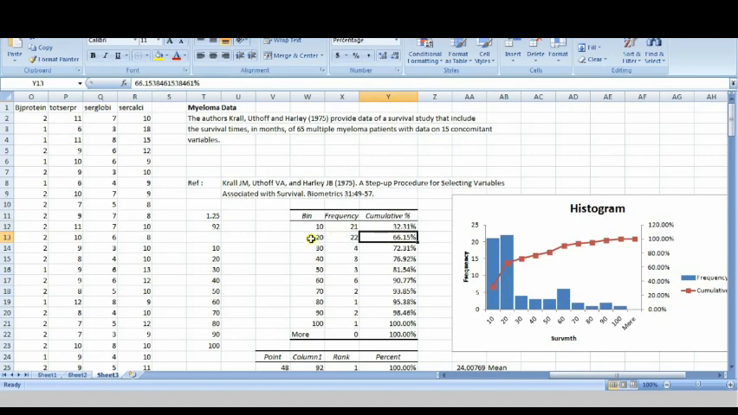What is it in numbers? It would be 21 plus 22. So we will say that there are 43 patients whose survival was below 20 months. Okay. There were 47 patients whose survival was below 30, and so on and so forth.